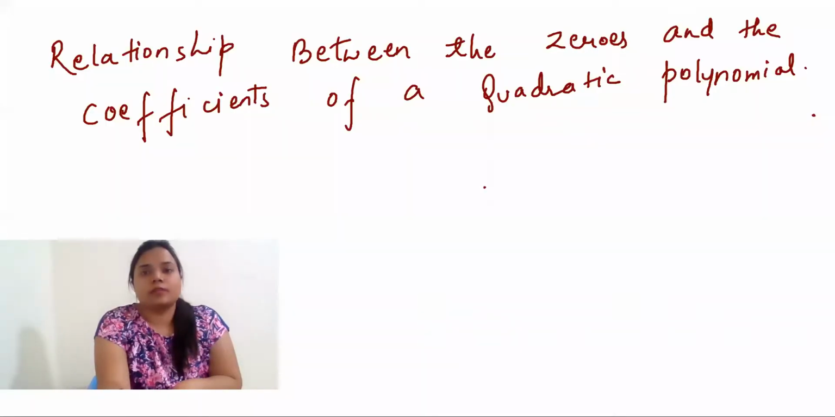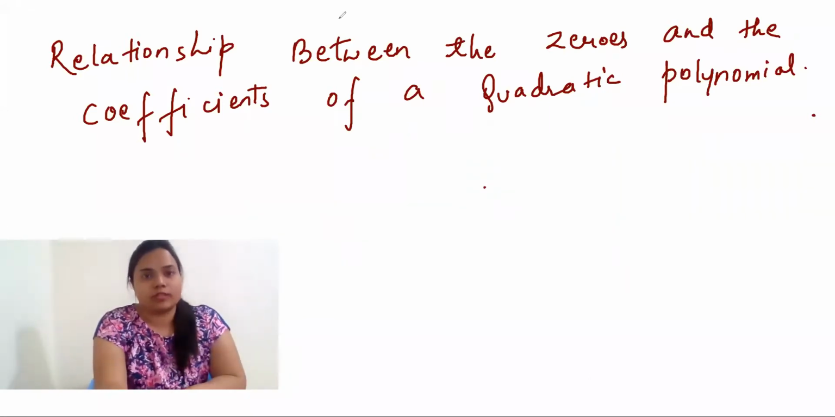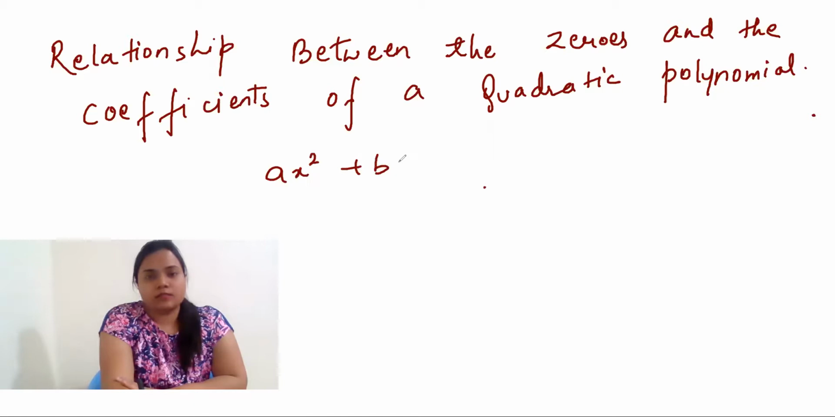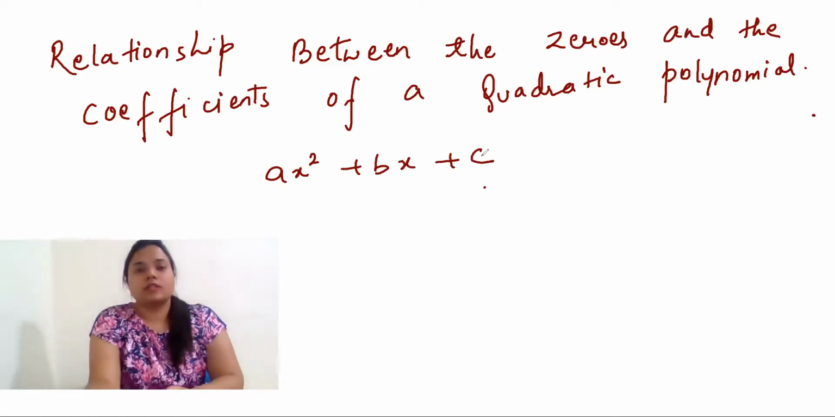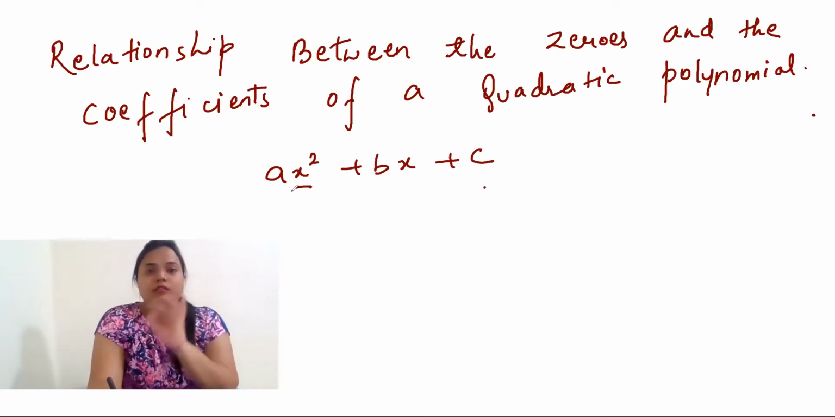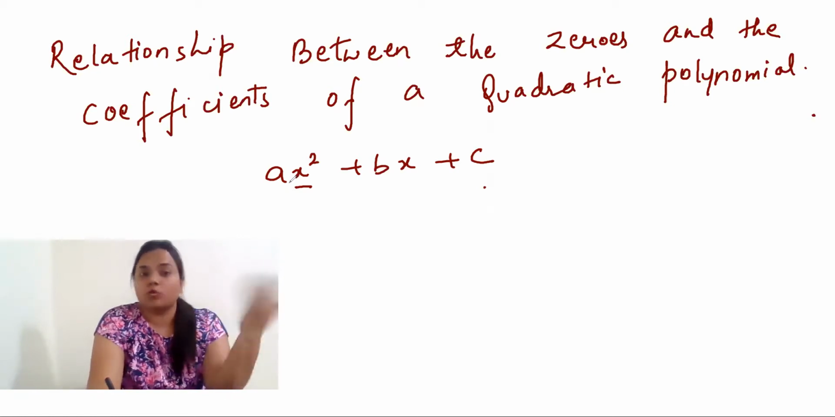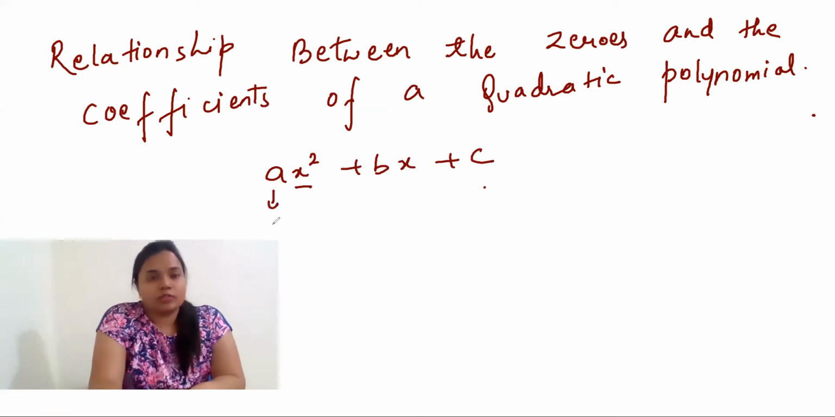So we will be doing the relationship between the zeros and the coefficients. Let us first take the example of any quadratic equation. I'll start with the basic format, that is ax square plus bx plus c. So this is a simple quadratic equation. x square should be there because it is a quadratic polynomial, and x square should be the highest degree. Means in a quadratic we cannot have any term with a power more than 2. So a is the coefficient of x square, b is the coefficient of x, and c is our constant term.